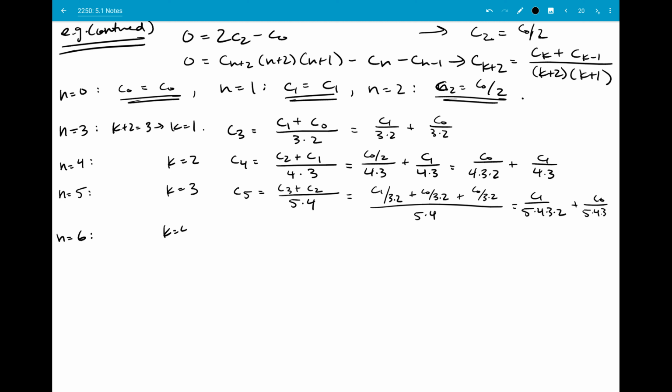N equals 6. That's going to come from k equals 4. C6 is C4 plus C3 over 6 times 5. C4 we know from this, so I'm just going to add an extra 6 times 5 to that. So I'm going to have C0 over 6 times 5 times 4 times 3 times 2 plus C1 over 6 times 5 times 4 times 3 times 2. Oops, don't go down to 2.